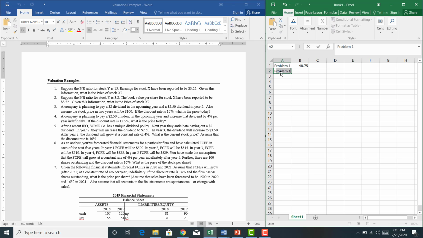This is as easy as solving problem 1. I'm just going to say this is equal to the price to book ratio for stock Y, which is 3.2, and I'm going to multiply that by the book value per share of stock X, which is 8.52, and that gives me a price of $27.26. So here are 2 examples of how to use the comparable approach. This is very, very simple, straightforward stuff. Hopefully you understand.